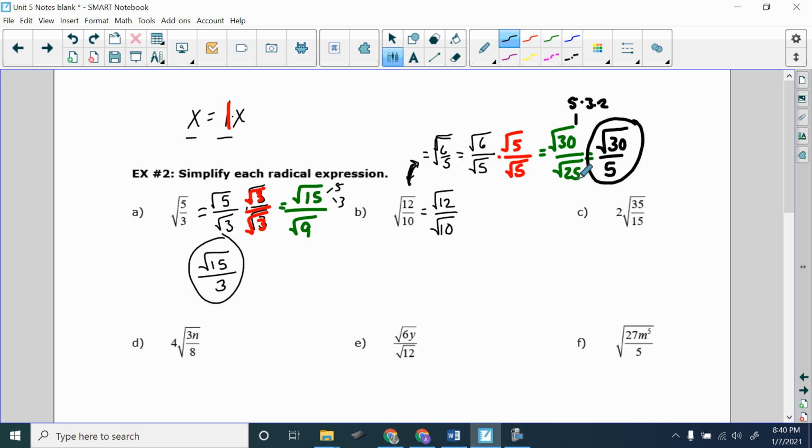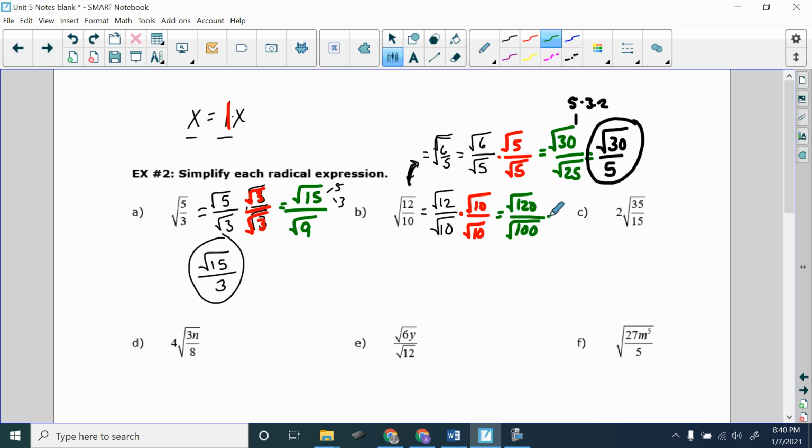What if I didn't notice it could be simplified? Well, at this point, when I took it apart, I would multiply by the version of 1, which is the square root of 10 over the square root of 10. And I would end up with the square root of 120 over the square root of 100.